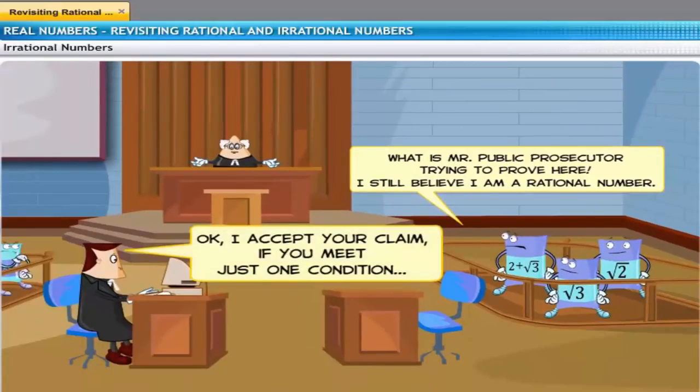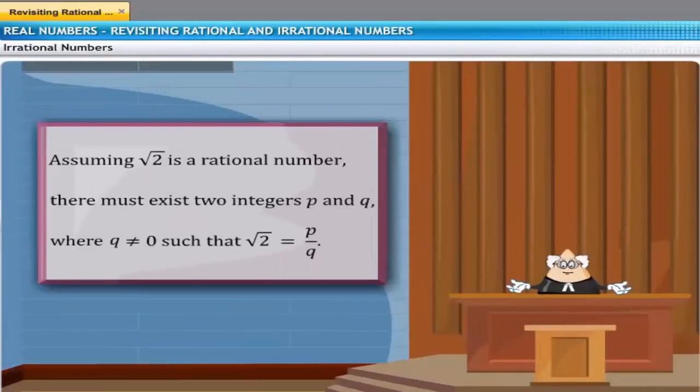Where is this argument heading? Is Mr. Public Prosecutor accepting that square root of 2 is a rational number? If we assume square root of 2 is a rational number, then by definition, two integers must exist, P and Q, where Q is not equal to 0, such that square root of 2 is equal to P upon Q.